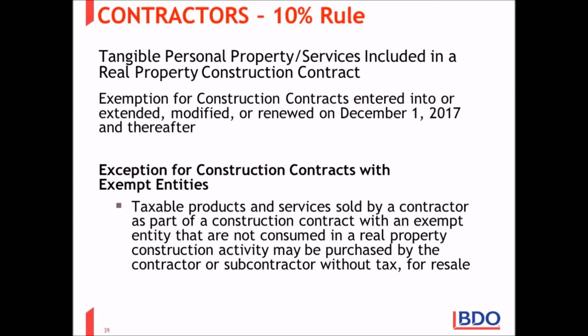So as often is the case when it comes to sales and use tax, there's an exception to the rule, but this is a good exception, and this deals with exempt entities. You see the rule there that says taxable products and services sold by a contractor as part of a construction contract with an exempt entity that are not consumed in real property construction, in other words, being consumed in doing personal property work, may be purchased by the contractor without tax for resale. So the rule that taxable products or services may be purchased without tax for resale always applies to construction contracts with exempt entities. Really, the 10% rule does not have to be applied if you're dealing with exempt entity jobs.